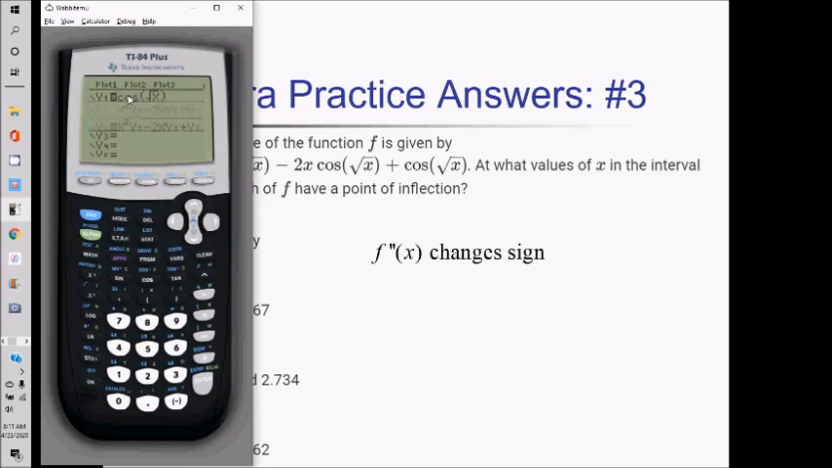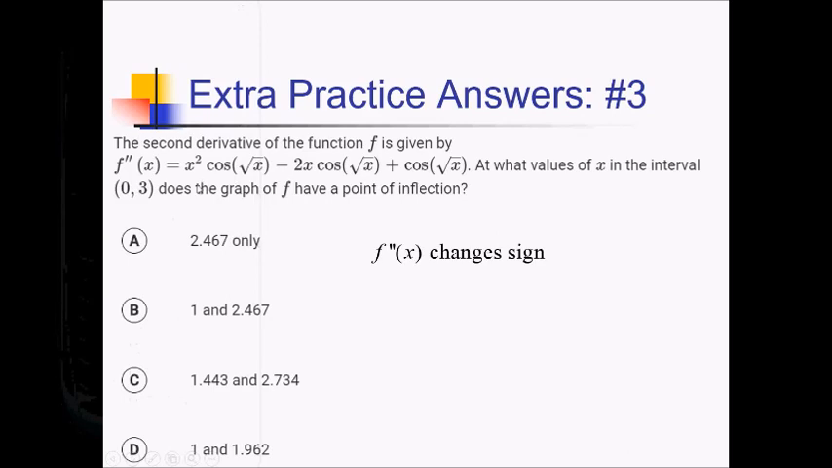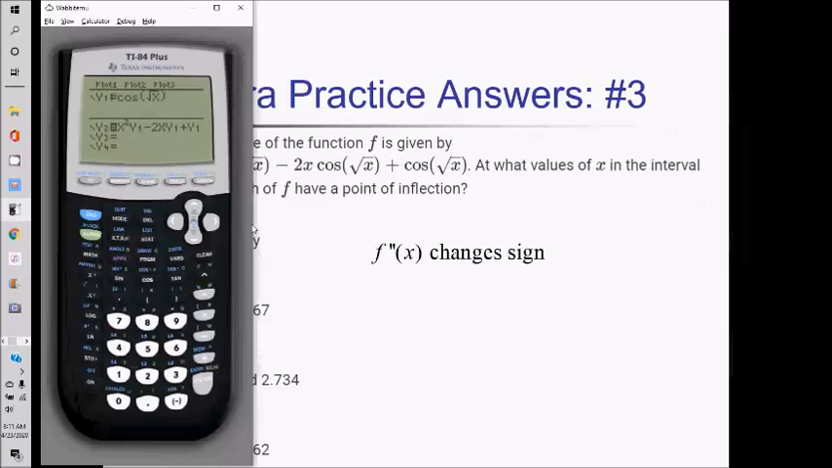I'm just going to make sure that I deselect that cosine of radical x feature, so I'm not actually graphing it. Now I actually have to graph y2. And for my window, going back to the problem, they said we were looking in the interval from 0 to 3. So let me go to Window, and I'm going to set my x min to 0, x max to 3, and I'll do zoom 0, zoom fit, and this should give me the perfect window to see what f double prime is doing.